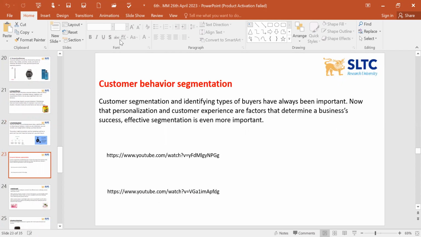Now, today, my lecture goes as customer behavior segmentation. Now, this is very vital. Customer segmentation and identifying types of buyers have always been important. Now that personalization and customer experience are factors that determine businesses' success, effective segmentation is even more important. Right now, we know certain factors affect consumer behavior, but we need to know how these segments really behave. So we need to segmentize the whole thing and see what kind of behavior consumers will have.